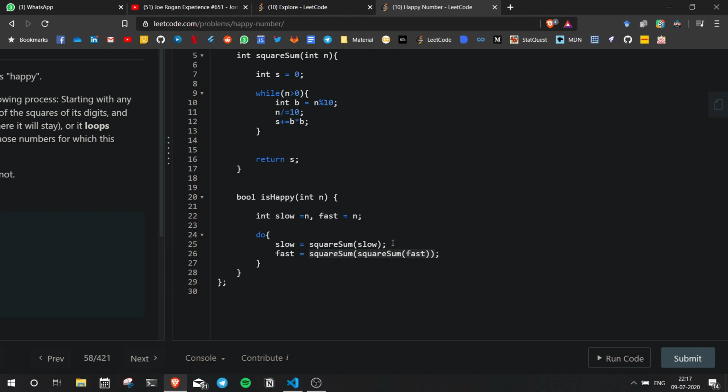So basically when slow runs once, fast will run twice, and we will keep doing this till slow is equal to fast. In either case, whether it's a happy number or not a happy number, slow and fast will converge. If it's a happy number, then fast will be equal to 1, and we can just return true. Otherwise it won't be equal to 1 and we can return false.